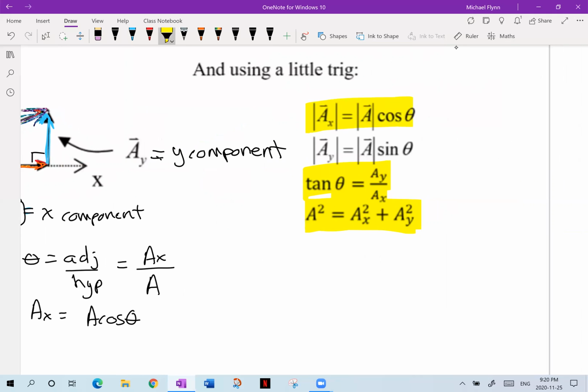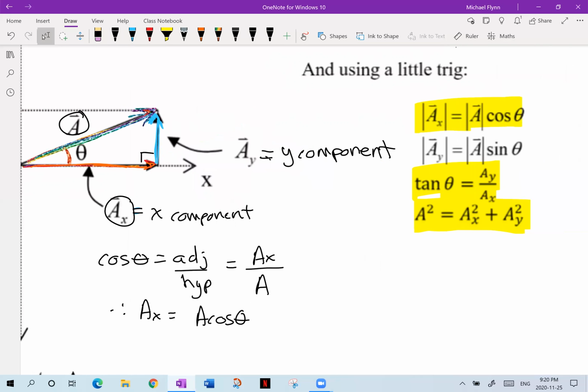Now that's what this little thing up here is trying to tell you. Now, what are these absolute value signs next to it? That just means the size of the vectors. That'll give you the size of vector AX, like the magnitude of the vector. Now, of course, AY similarly goes with sine because the sine of theta would equal opposite over hypotenuse, right? You learned that in grade 10. Well, in this case, that's equal to AY over A. And so therefore, AY equals A sine theta.